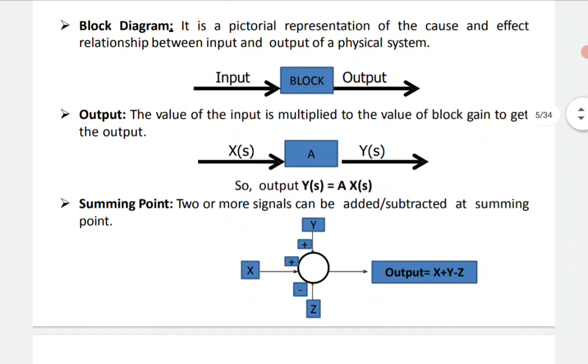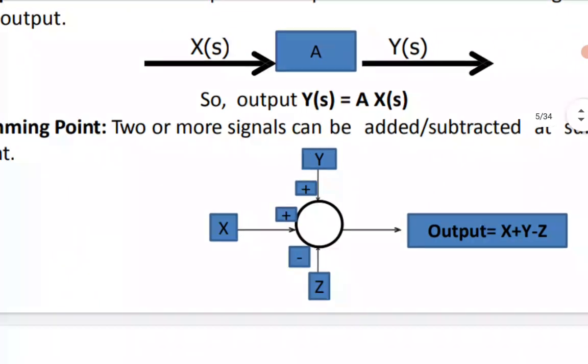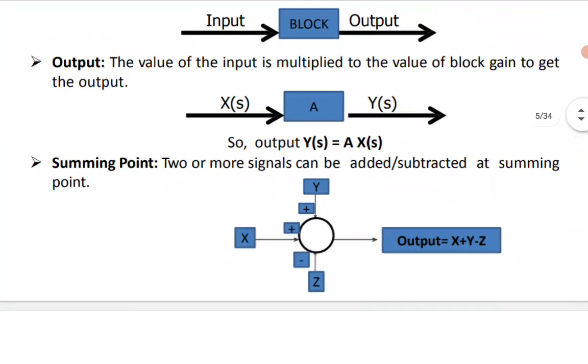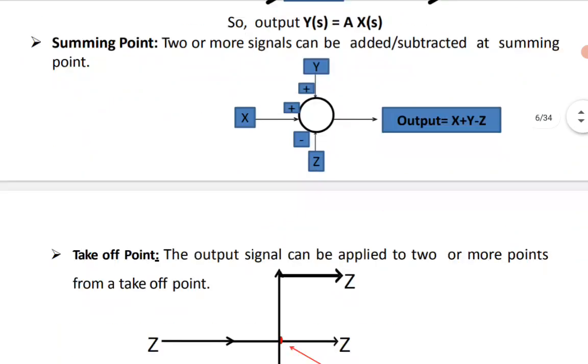Now the summing point, another very big thing. Two or more signals can be added or subtracted at a summing point. See, if I focus on this diagram, X has positive gain, Y has positive gain, but Z has negative gain. So what will be the output? It should be X plus Y minus Z. It can be n number of inputs with respective signs, whether positive gain or negative gain, but the actual thing remains the same.